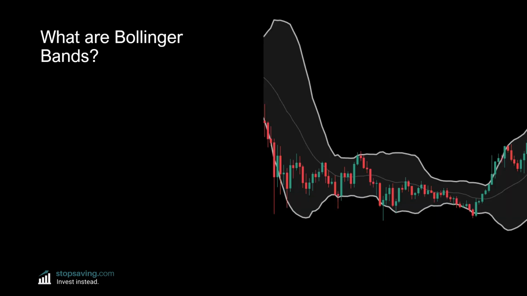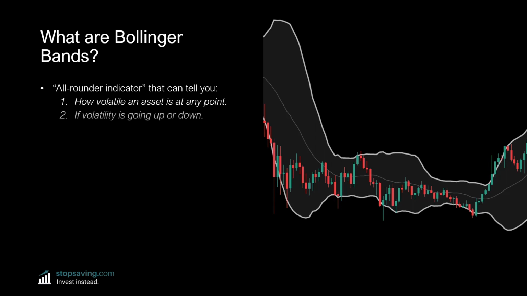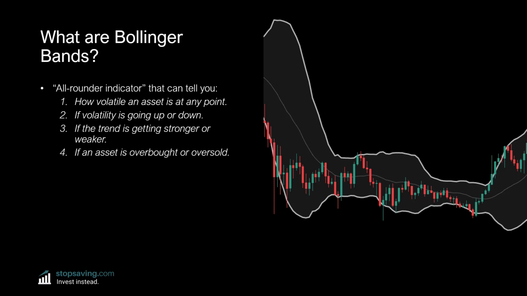So, with that introduction out of the way, what exactly are Bollinger Bands? Well, as I mentioned before, Bollinger Bands are an all-round indicator. That's because the indicator can tell you a few things. Number 1, how volatile an asset is at any point. 2, if volatility is going up or down. 3, if the trend is getting stronger or weaker. 4, if an asset is overbought or oversold. And finally, number 5, if there's extreme price movement.